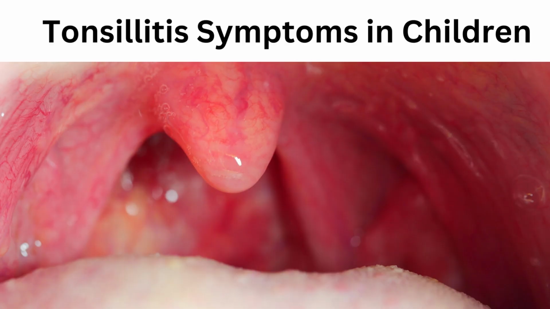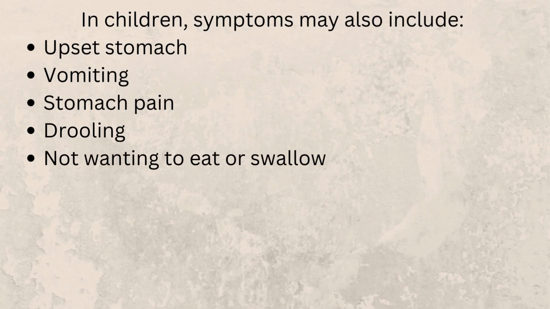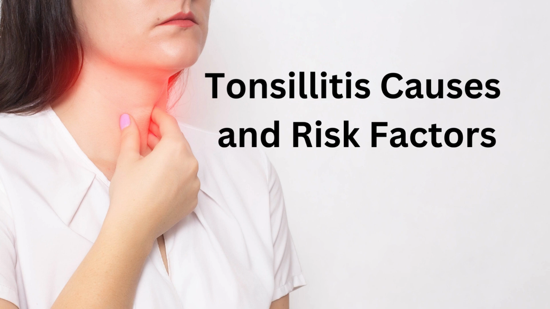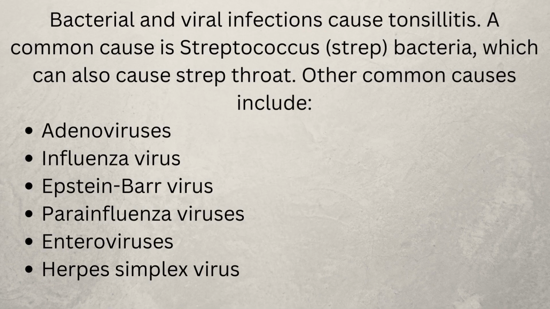Tonsillitis symptoms in children. Symptoms may also include upset stomach, vomiting, stomach pain, drooling, not wanting to eat or swallow. Tonsillitis causes and risk factors. Bacterial and viral infections cause tonsillitis. A common cause is Streptococcus, strep, bacteria, which can also cause strep throat. Other common causes include adenoviruses, influenza virus, Epstein-Barr virus, parainfluenza viruses, enteroviruses, herpes simplex virus.